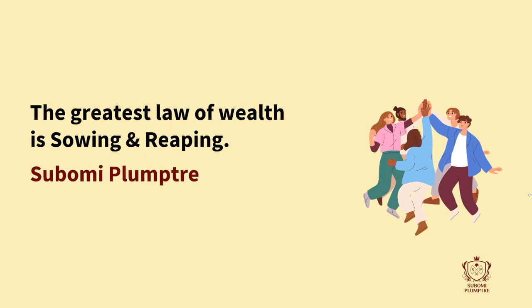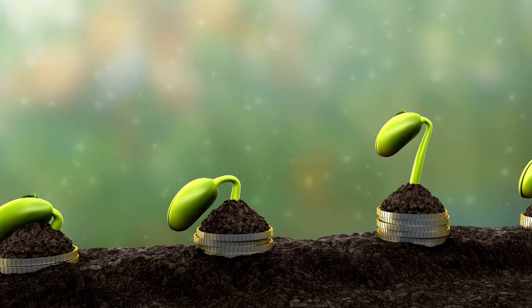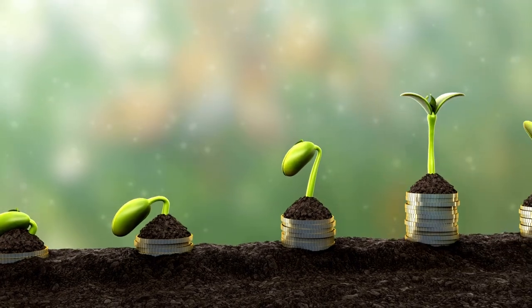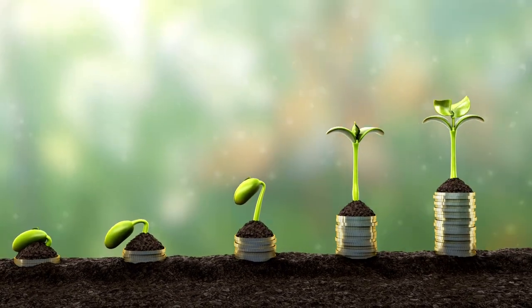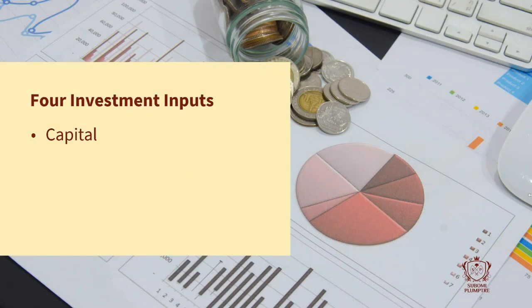Now, to begin, please note that the greatest law of wealth is sowing and reaping. Essentially, you get whatever you put in, and there are really four investment inputs. You have capital, risk, time, and skill. Capital is your disposable income.